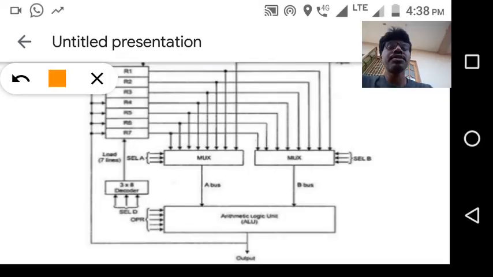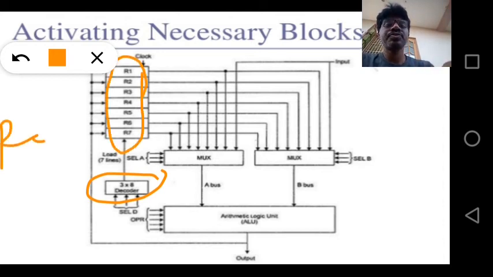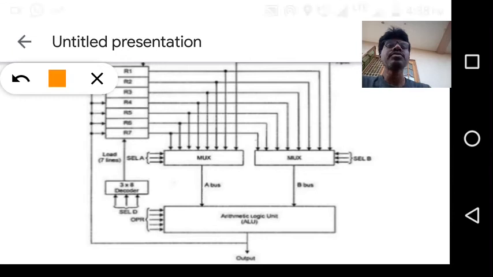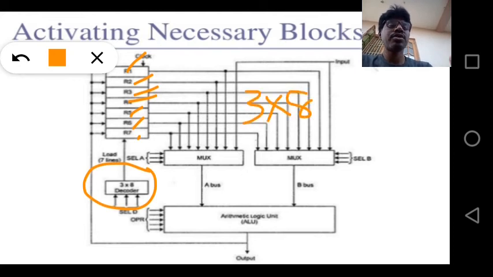What this multiplexer is doing: here I have an instruction decoder, and these are the registers. Based on the register selection, there are 8 registers, 1 2 3 4 5 6 7. For that we are using a 3/8 decoder.